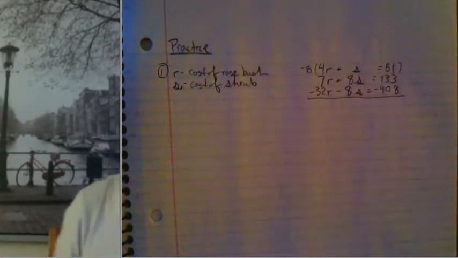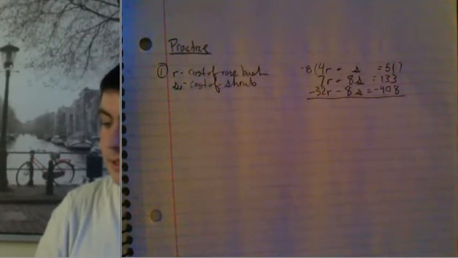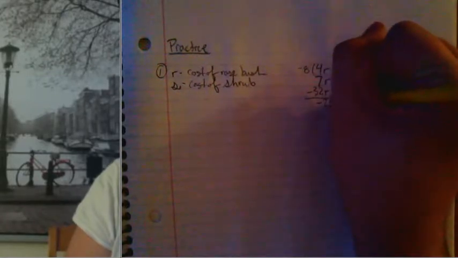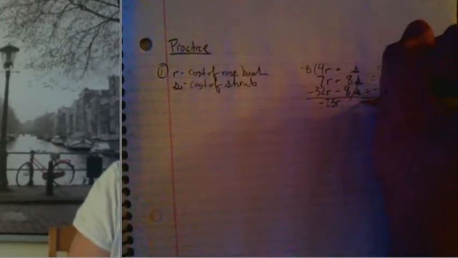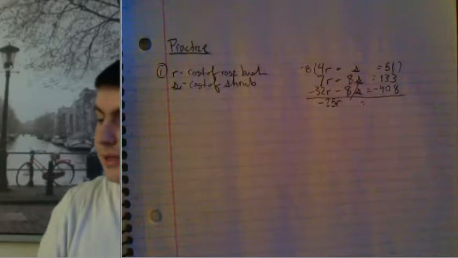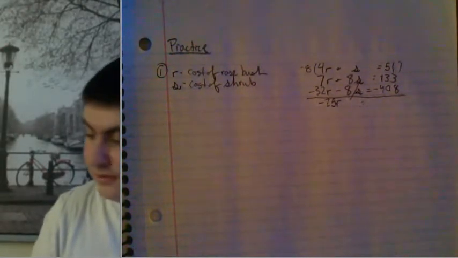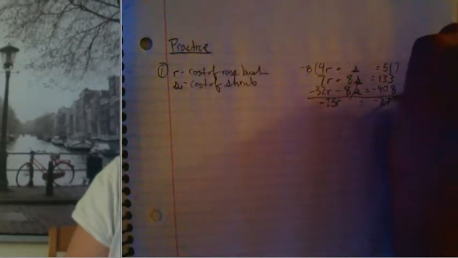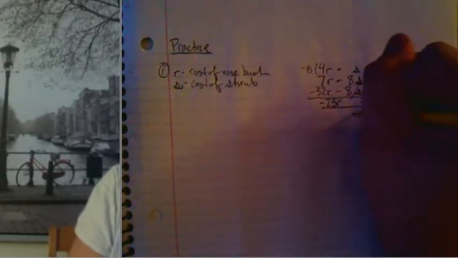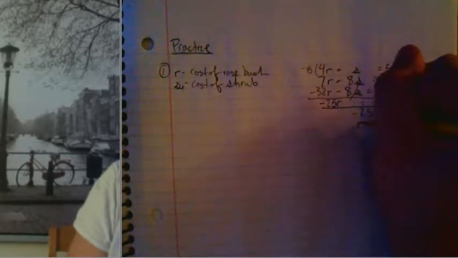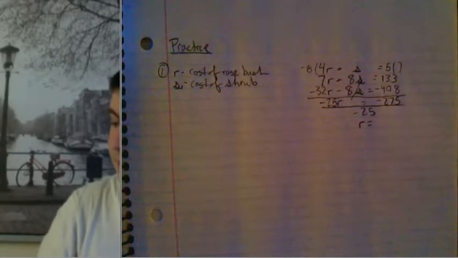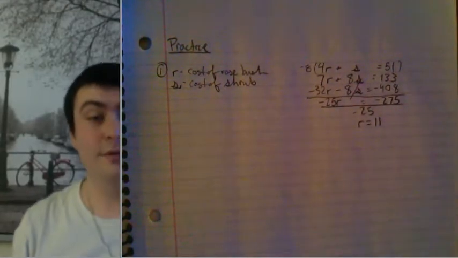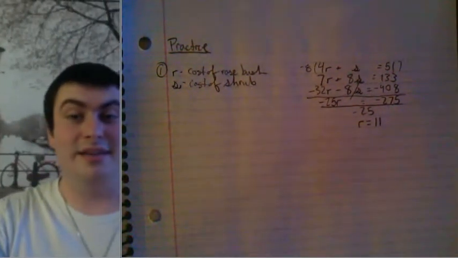When we do our elimination, 7 minus 32r, we get -25r. Our 8s eliminate away, and 133 minus 408 turns out to be -275. We divide everything by -25. Turns out that r equals 11. So it looks like a rose bush costs $11.